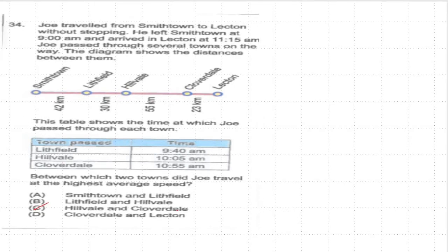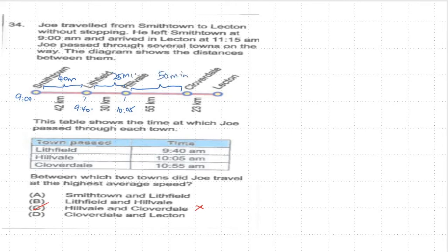The answer you gave me, C, is wrong. Let's explain why. It's not 9 o'clock. When we reach here it is 9:40, so from here to here is 40 minutes. Here's 9:40, and from here to here is 25 minutes, so we reach here at 10:05. So from here to here is actually how many minutes? It's 50 minutes.